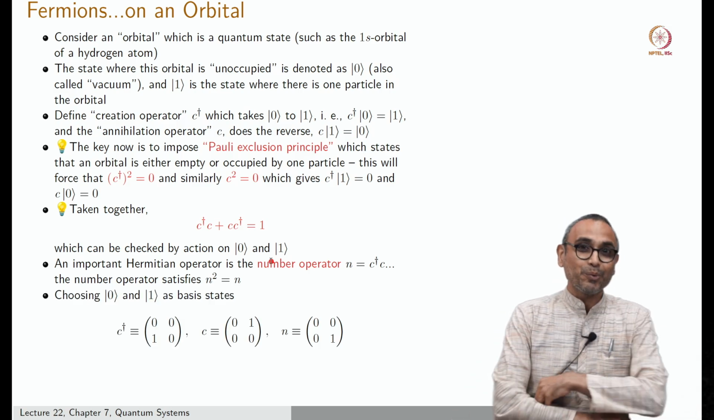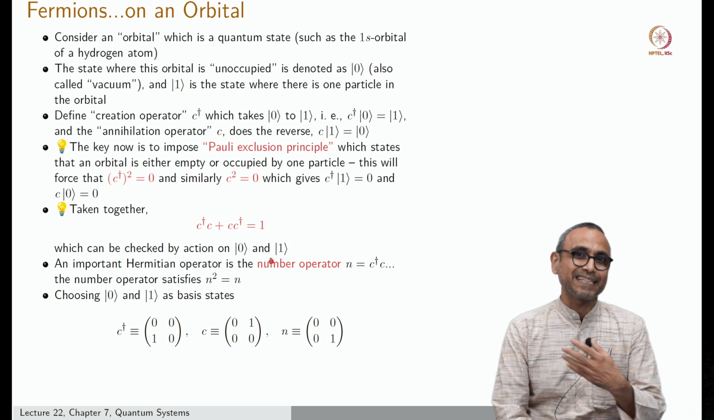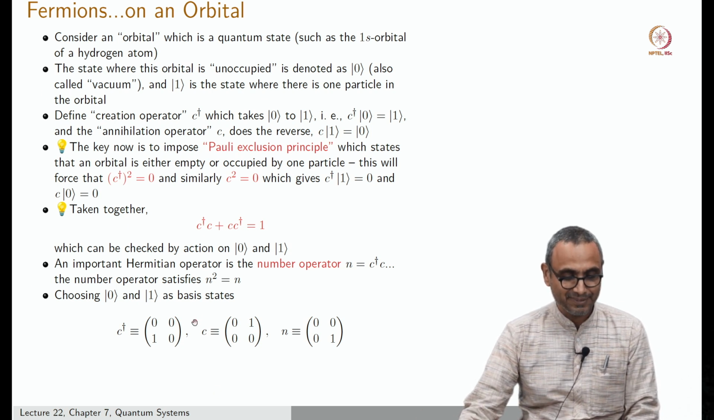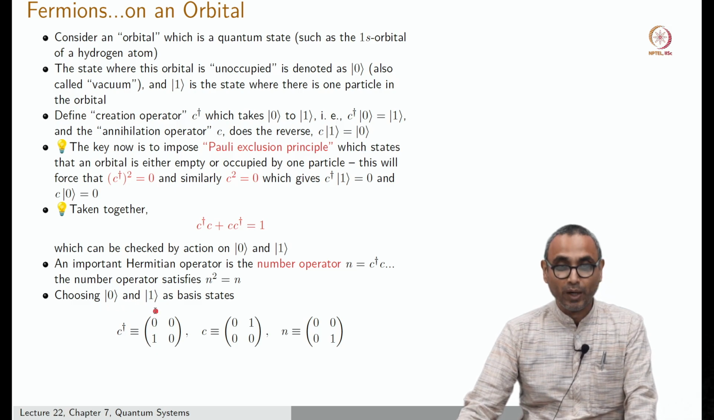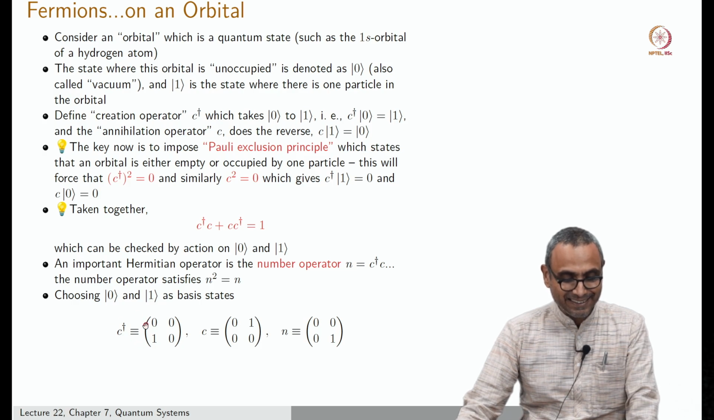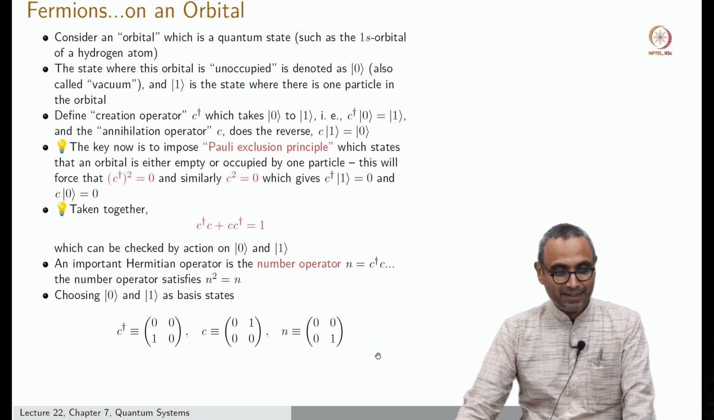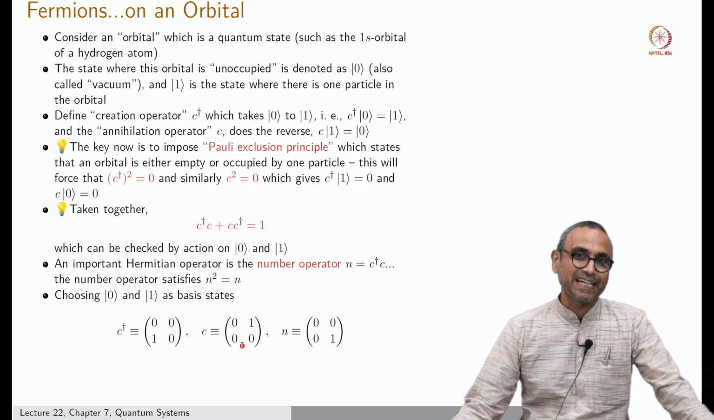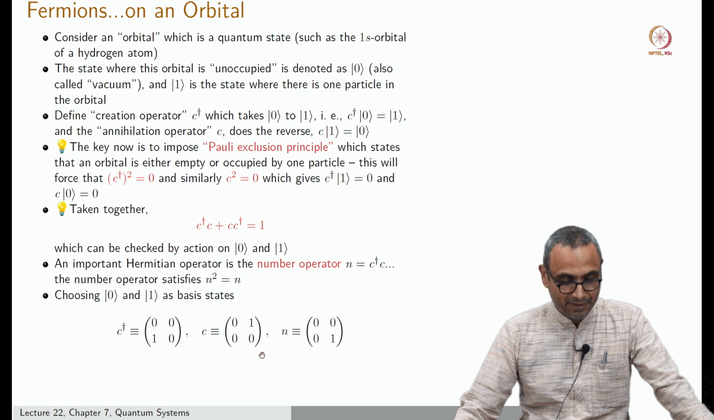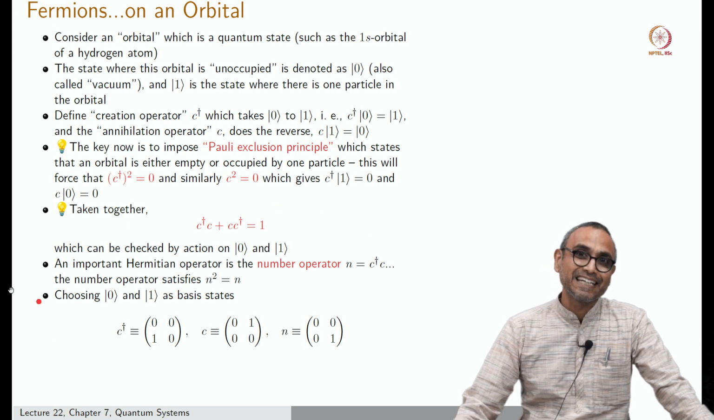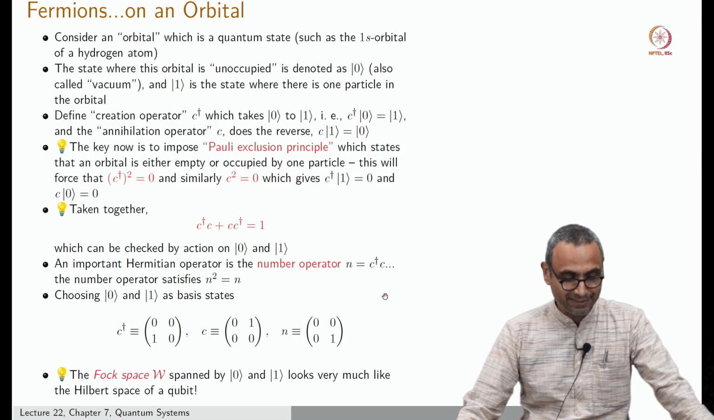Okay, so now I want to construct some matrix representations of these operators. If I choose the basis to be 0 and 1, then I will see that this is C dagger and this is C, and n is this matrix. If I give it the 0 state, it will give me the 1 state. If you give me the 1 state, it will give me the 0 state, etc. So this is the matrix representation of these operators.